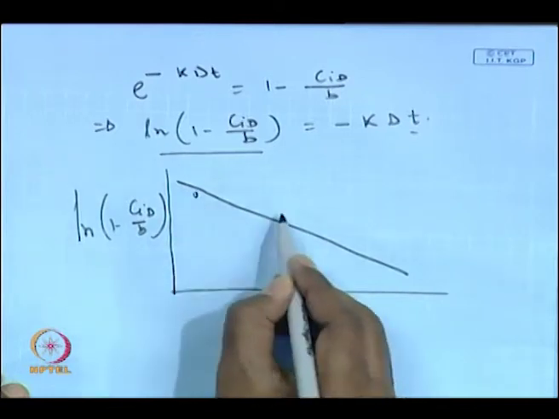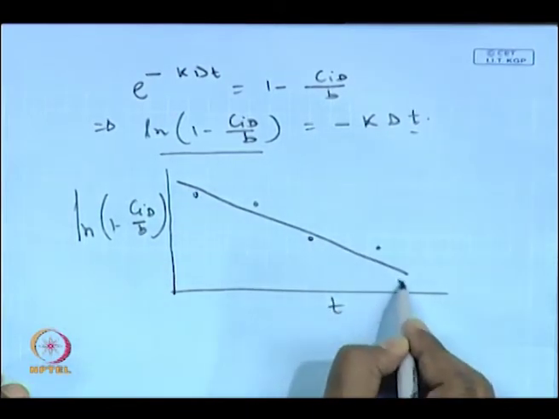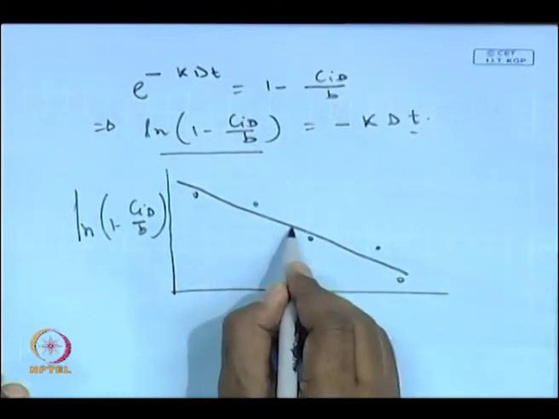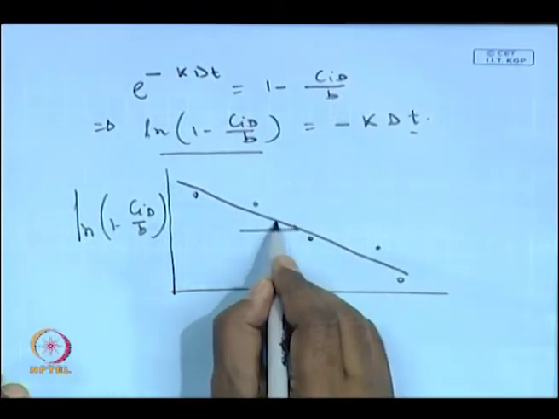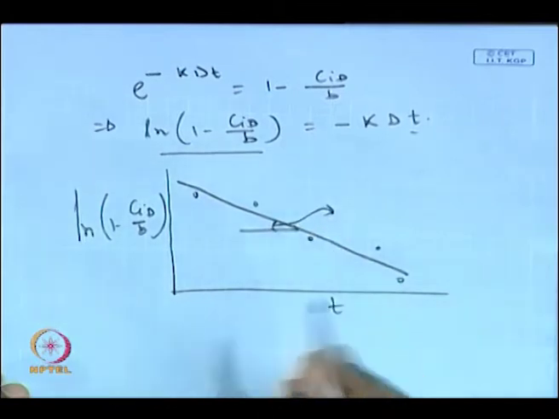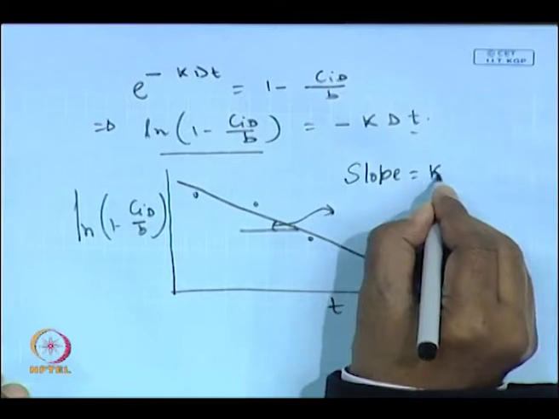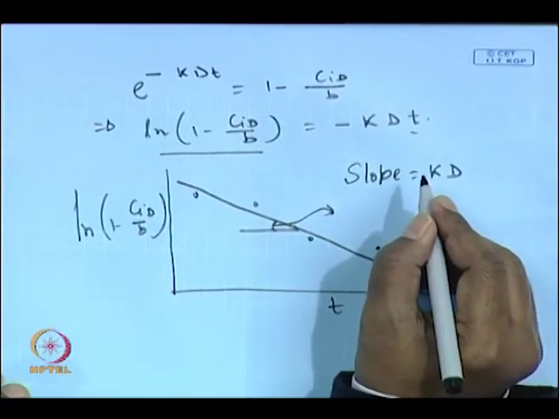Okay. So, let us say these are the experimental points. You fit a straight line. Now, in this straight line, let us look into the slope. This slope will be nothing but k times D. Okay. And what is D?